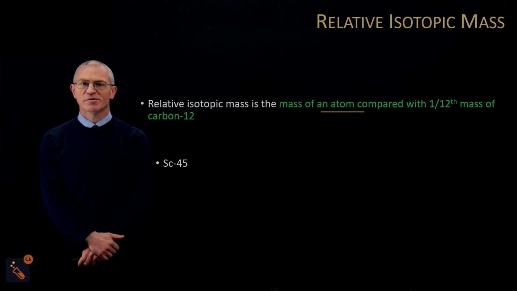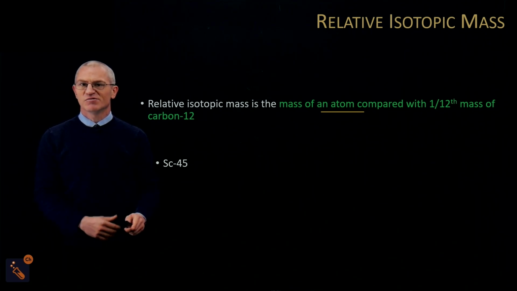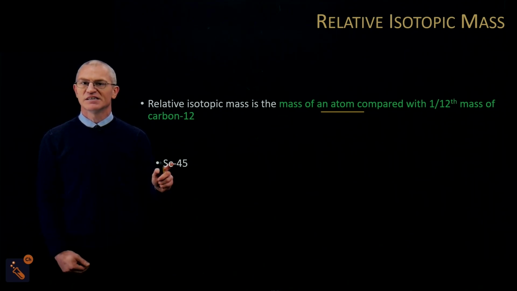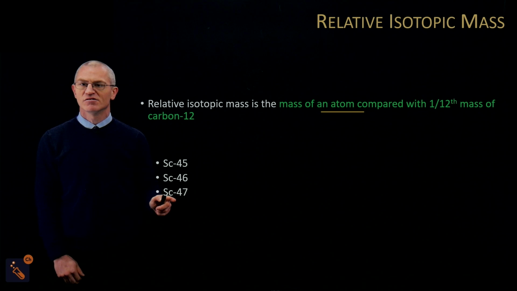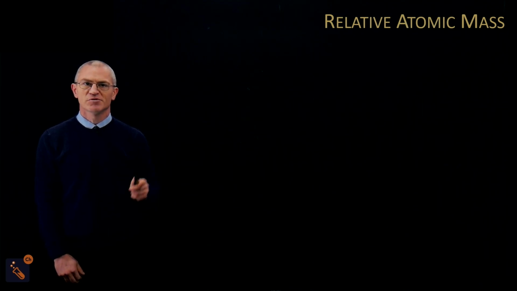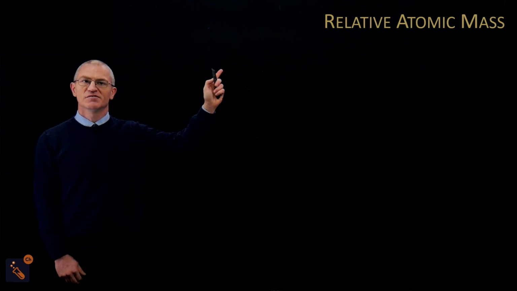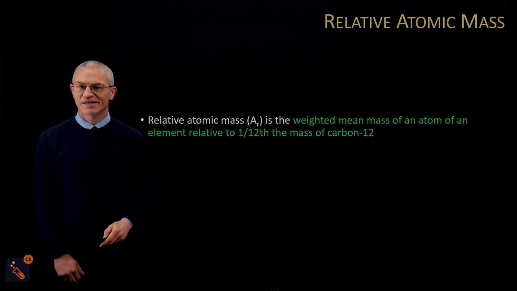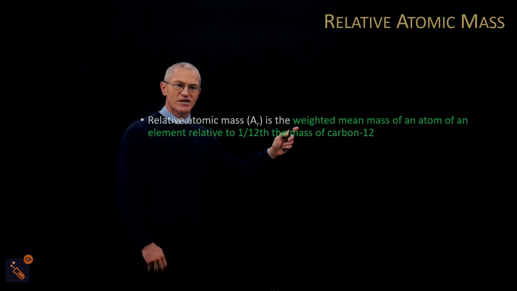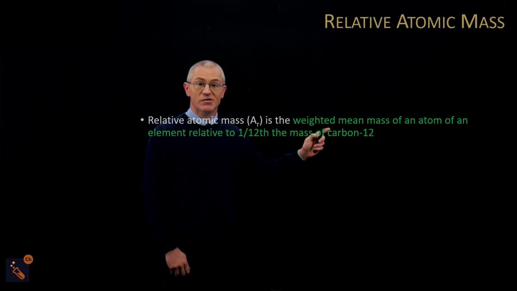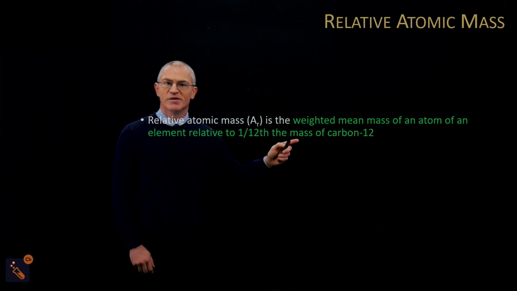Now, when we talk about relative isotopic mass, what is it? I know there's a definition, but actually what is it? Well, it's the mass number of the individual isotopes. So we've got 3 isotopes here, and it's just that mass number of those different isotopes. Now we can use the mass number of the individual isotopes to work out relative atomic mass. Again, that is a required definition. So it is the weighted mean mass of an atom, of an element, relative to 1/12 the mass of carbon-12.